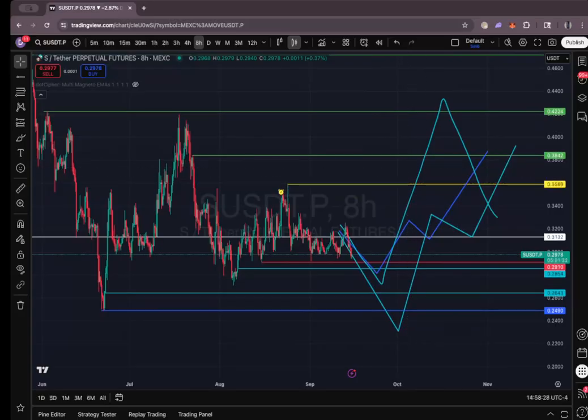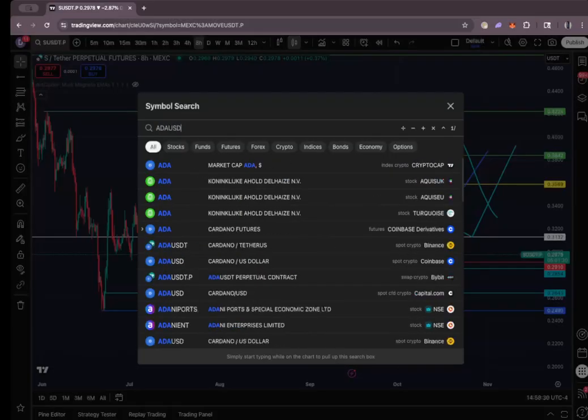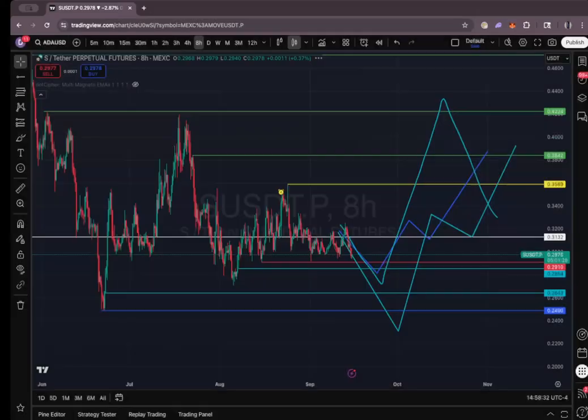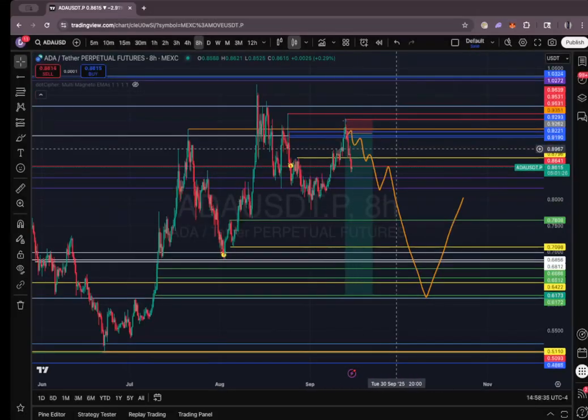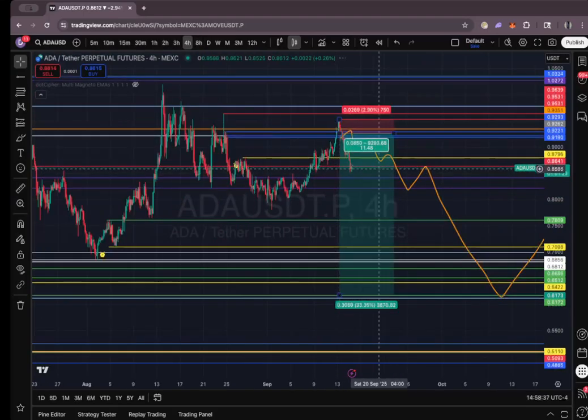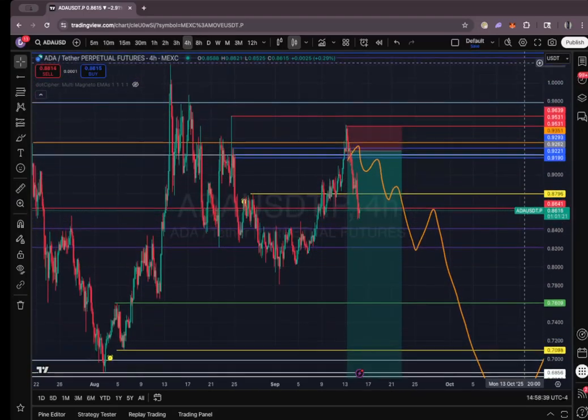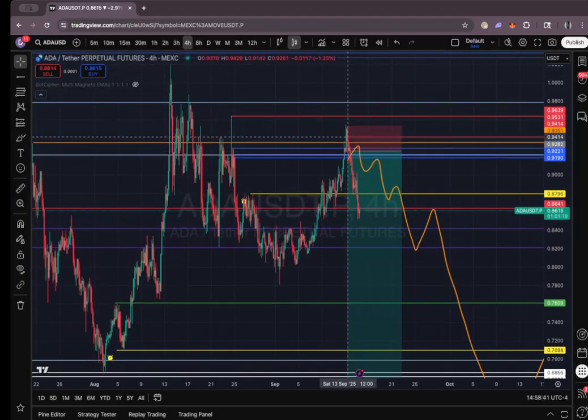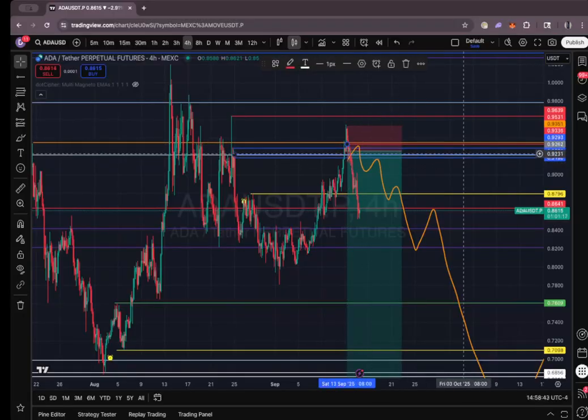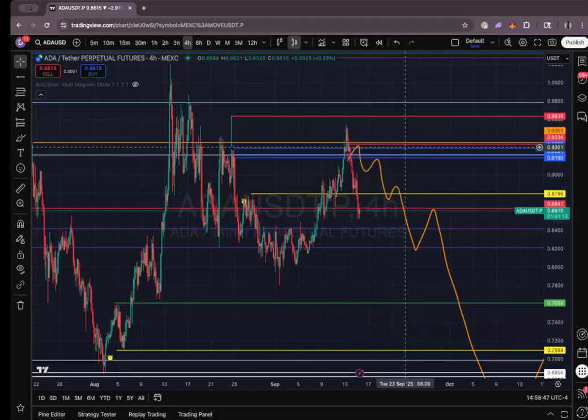Let's do ADA. Awesome. Cool. So I also caught an ADA short at market entry, and it's now completely de-risked. I pulled my SL to break even. My average is 92. Let me put this in here.